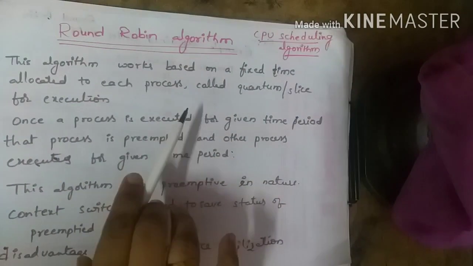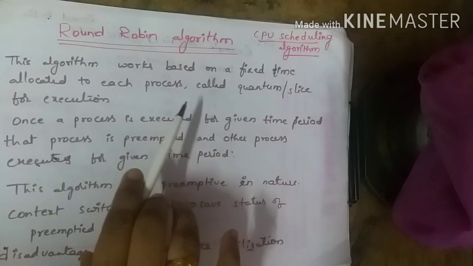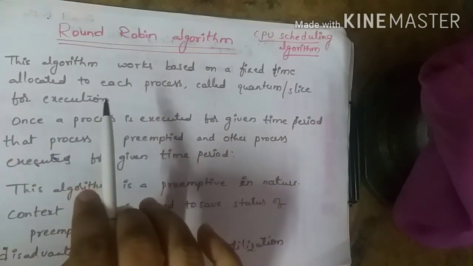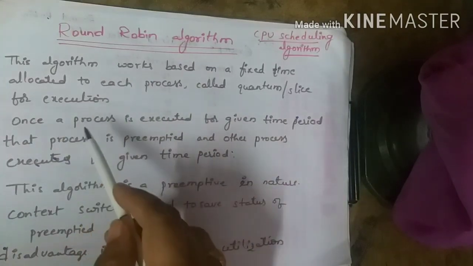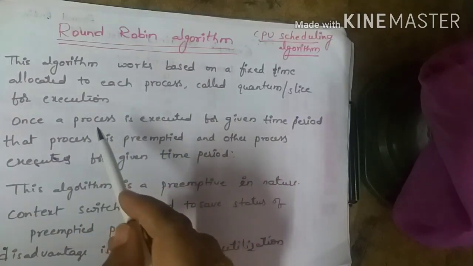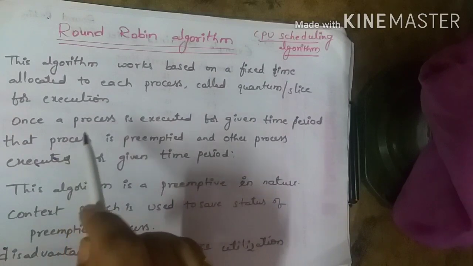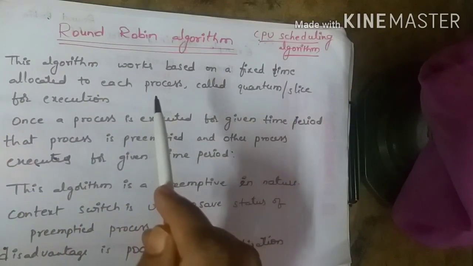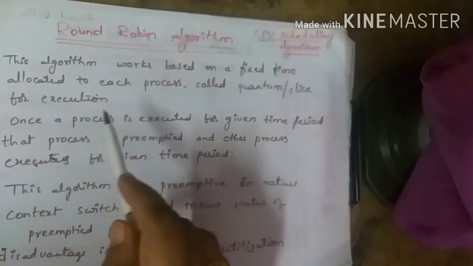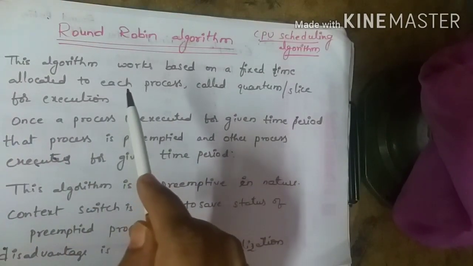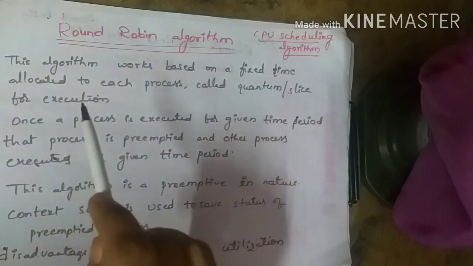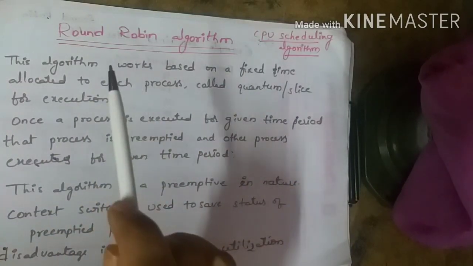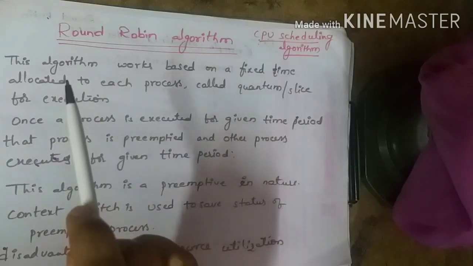Once a process is executed for a given time period, that process is preempted and the other process is executed for the given time period. And this algorithm is preemptive in nature. Preemptive, as you already know, means that without completion of its execution, the process is releasing its resources. Whereas the FCFS algorithm, SJF algorithm and priority algorithms are all non-preemptive algorithms. Why? Because without completion it is not releasing the resources.